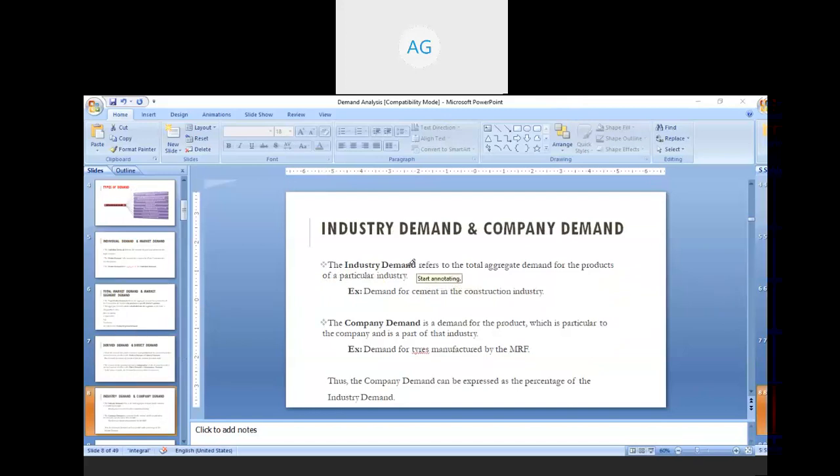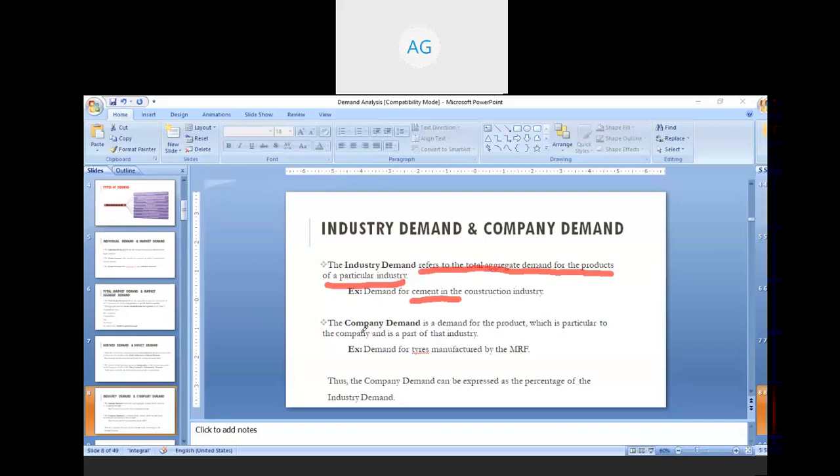The next category of demand is industry demand and company demand. The industry demand refers to the total aggregate demand for the products of a particular industry. For example, demand for cement in the construction industry. This type of demand is for a particular industry. Here the example given is that the demand for cement is for the construction industry. Such demands are prone to the industry, so they are called industry demand.